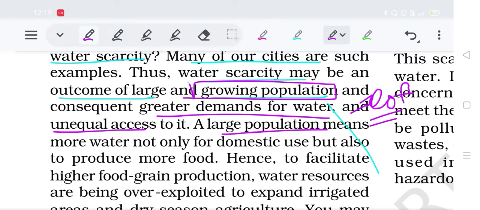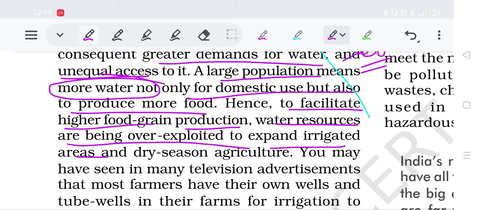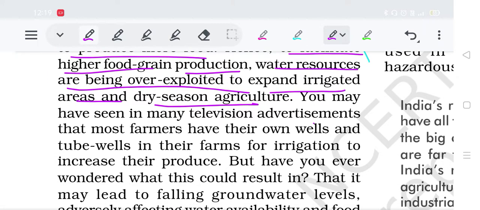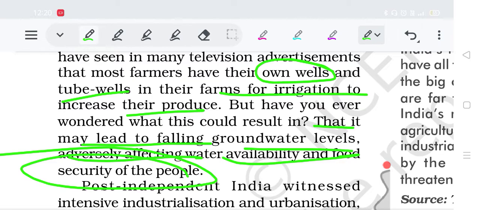So then we have a large population, which means more water, not only for domestic use but also to produce more food. Hence, to facilitate higher food grain production, water resources are being overexploited to expand irrigation areas and dry season agriculture. You may have seen in many television advertisements that most farmers have their own wells and tube wells for irrigation to increase their produce. But have you ever wondered what this could result in? It may lead to falling groundwater levels, adversely affecting water availability and food security of people.